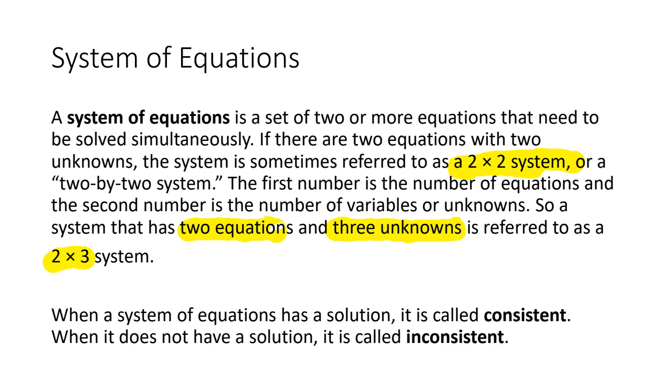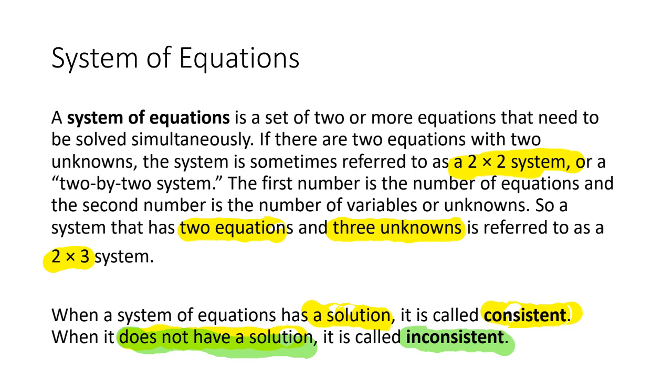Vocabulary. When a system has a solution, it is said to be a consistent set of systems or equations. When it does not have a solution, it is said to be inconsistent. Does not. Now, those are two vocabulary words. Consistent, solution. Inconsistent, no solution.